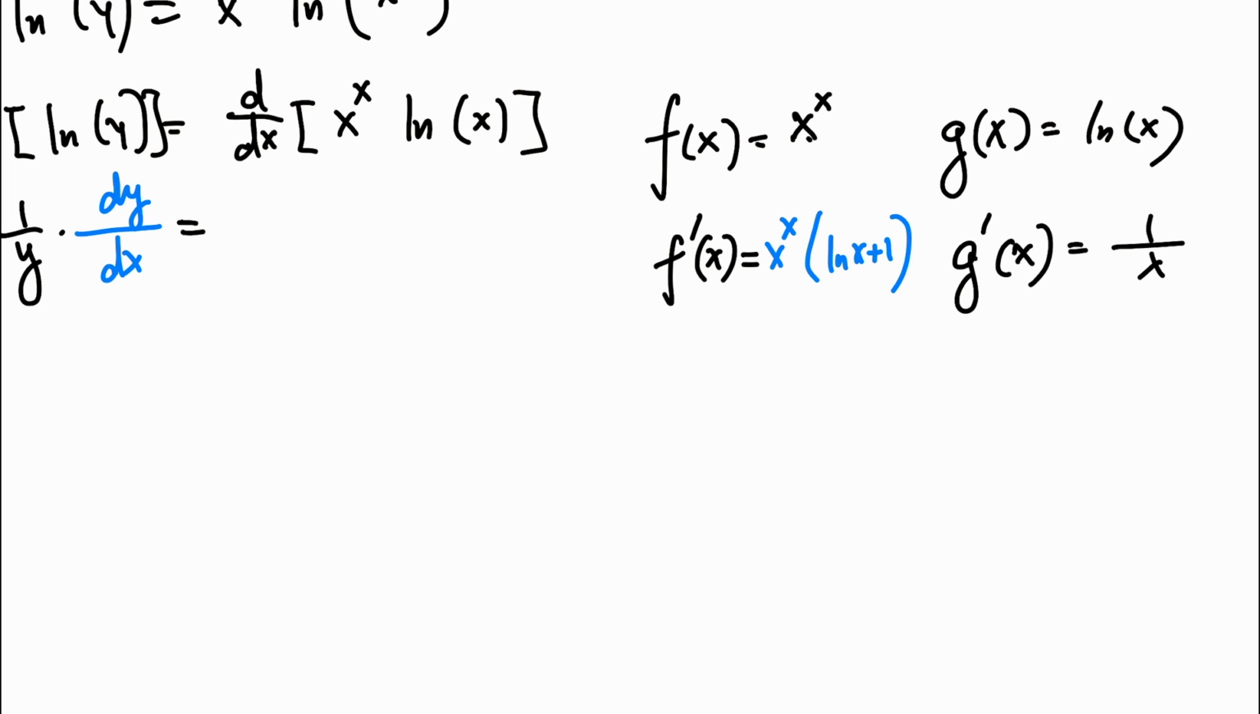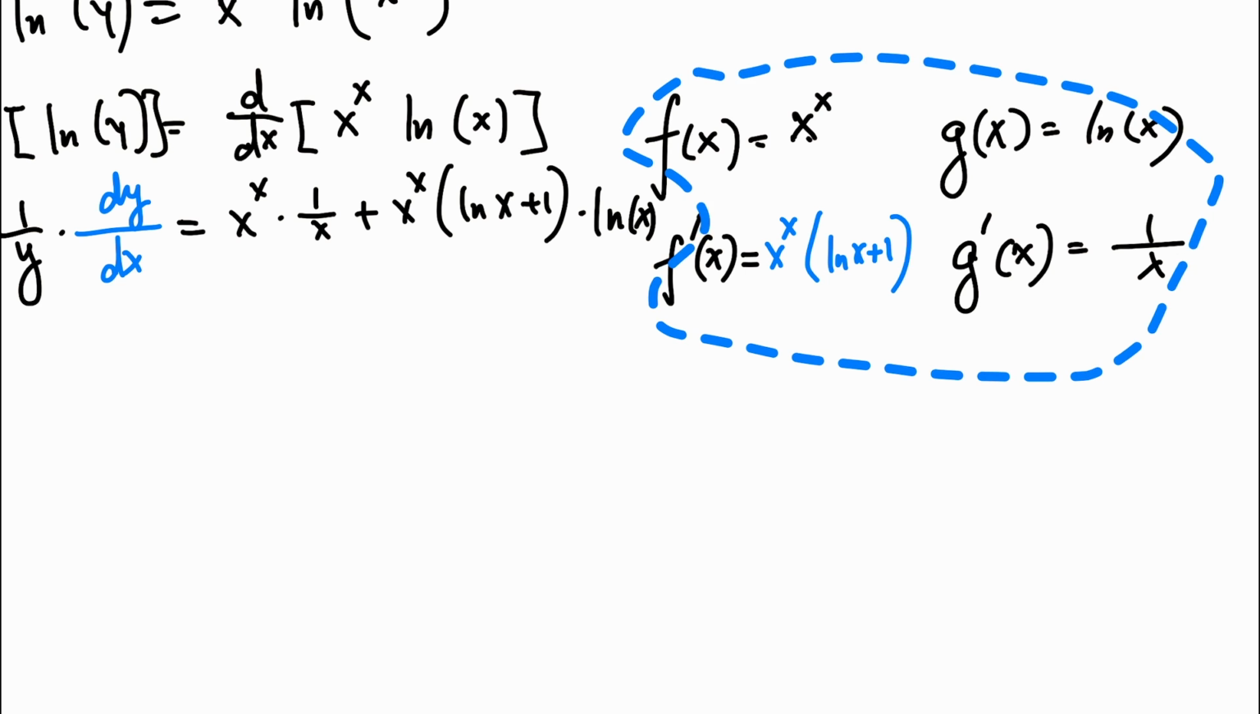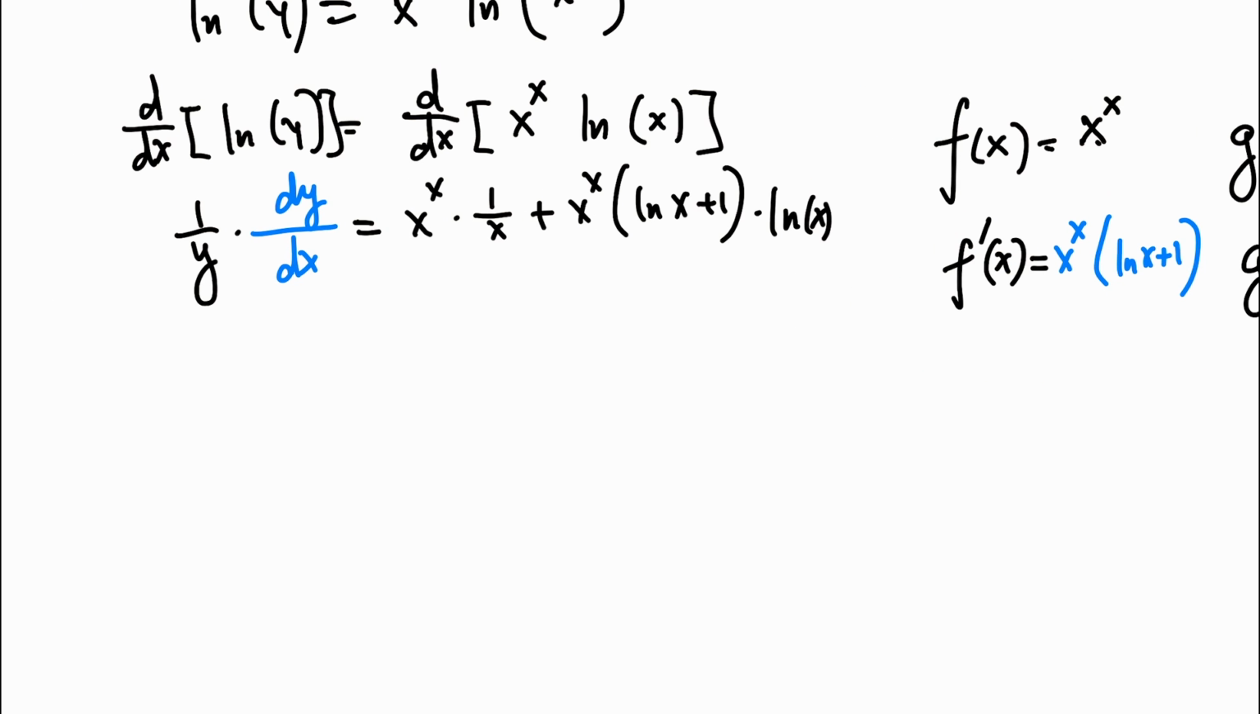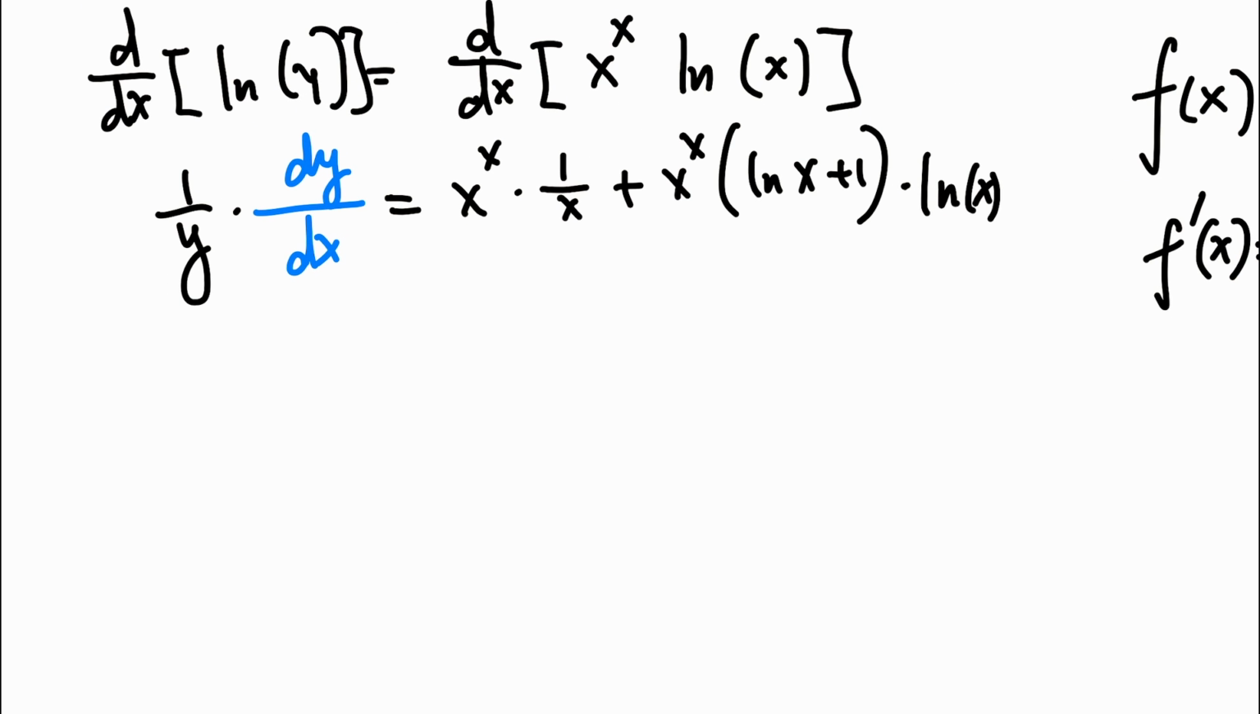That is x to the x times 1 over x, plus x to the x times the ln of x plus 1, times the ln of x. Let's see if we can simplify this a little bit. What we have over here is pretty much the simplest form, but we can try to simplify it a little bit.